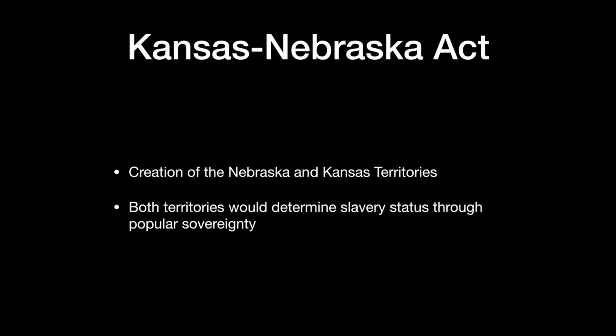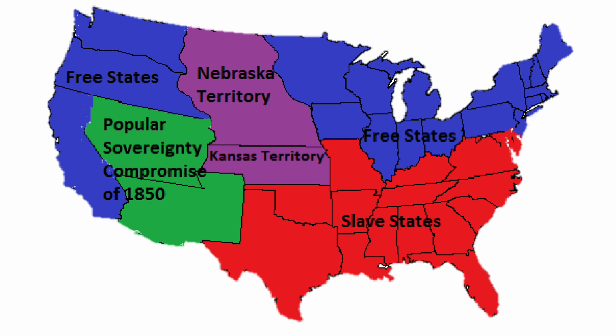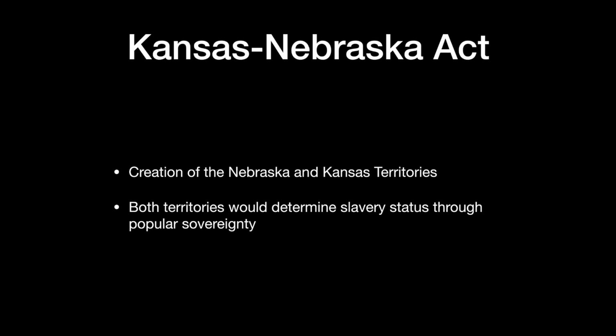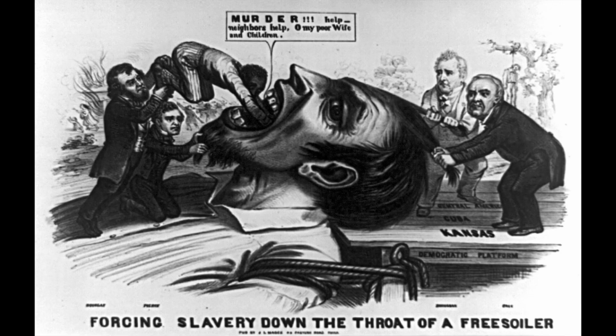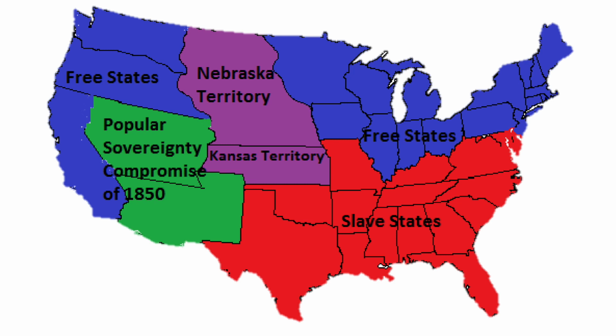The act created two new territories, Kansas and Nebraska, who would determine the slavery issue in their territories through popular sovereignty. President Franklin Pierce and Southern congressmen supported his bill. However, Northern Democrats and Whigs refused to support the bill. But with the support of President Pierce, the Kansas-Nebraska Act did pass.